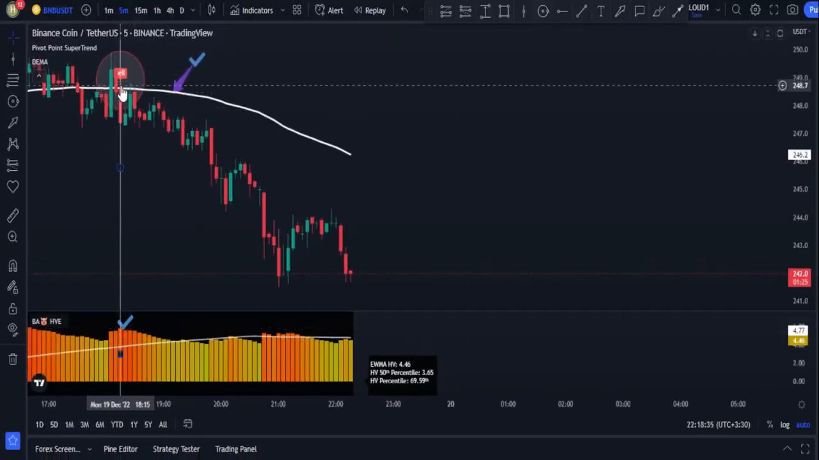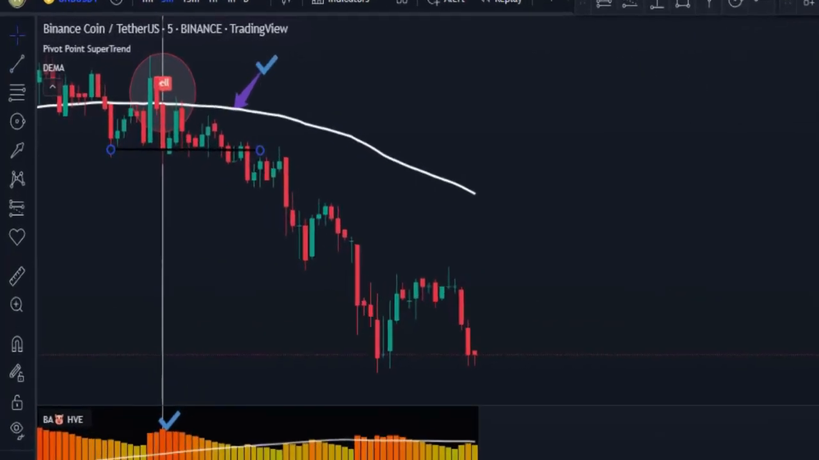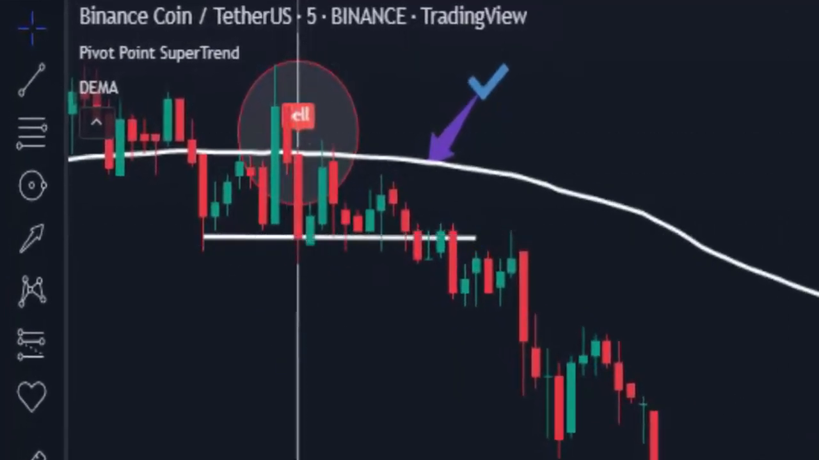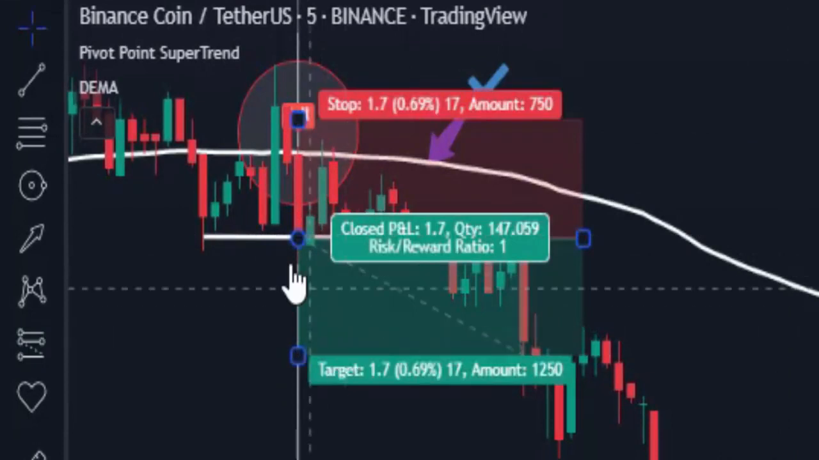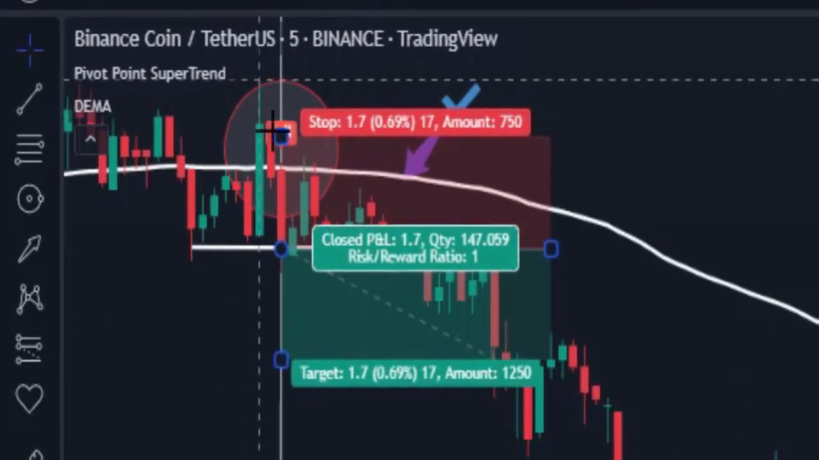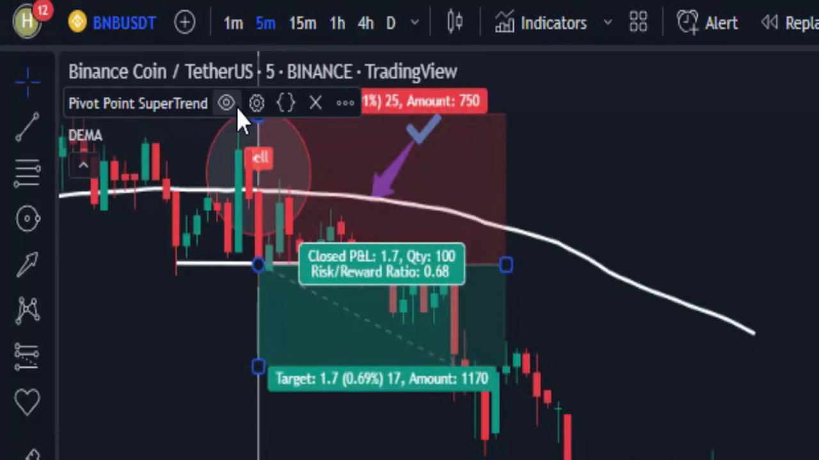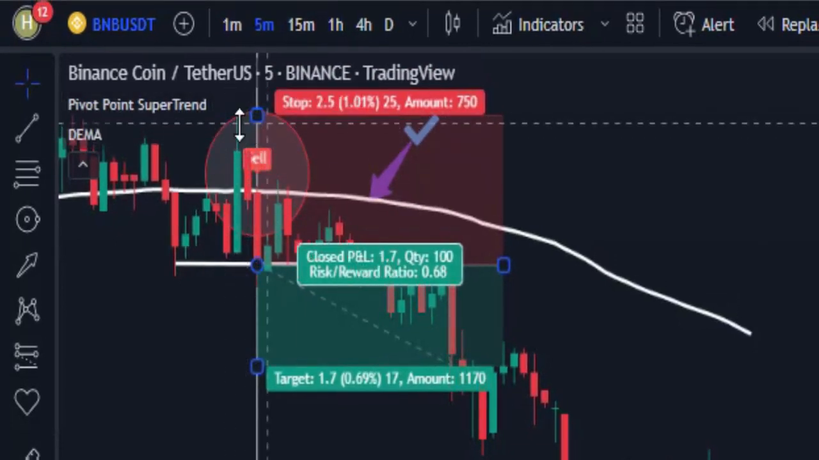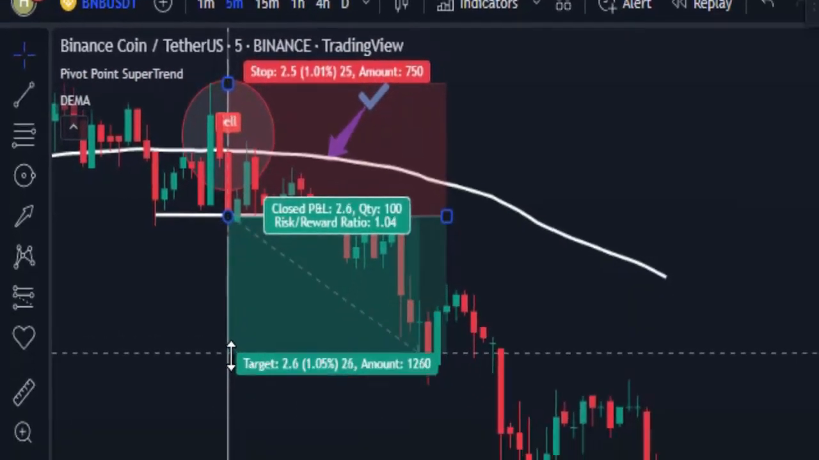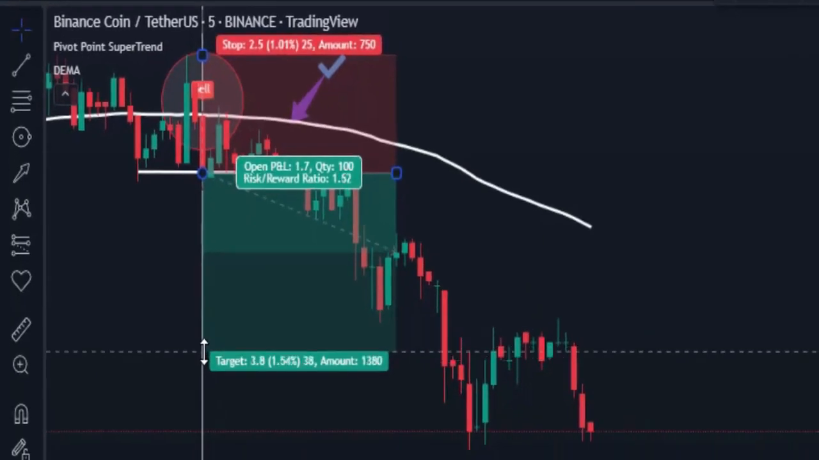So when all these conditions are met, our short signal would be valid and we can place our sell order at the close price of this candlestick. So please set your stop loss slightly above your recent swing high. And place your take profit 1.5 times greater than the stop loss value.